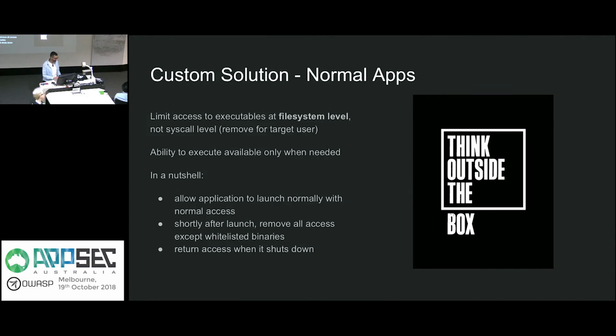I wanted to try minimizing our exposure to basically zero. So the idea was, instead of trying to control processes in memory by looking at syscalls, I'm going to do so at the file system level. In a nutshell, I want an application to launch, Java or whatever. It has full access to all the executables on the file system. As soon as it launches, I want to revoke all of that. Okay?